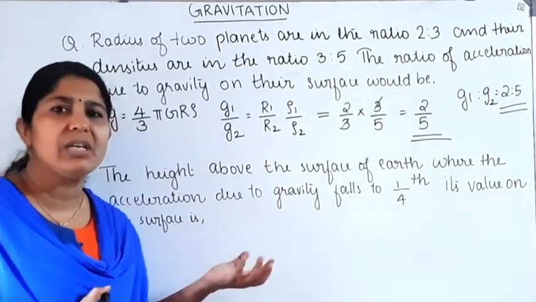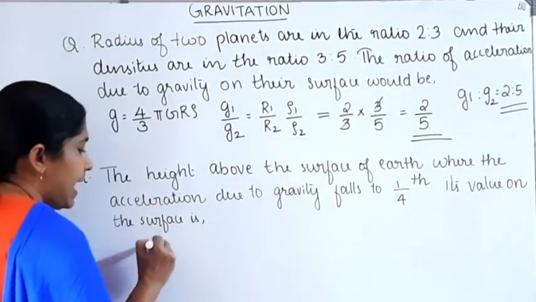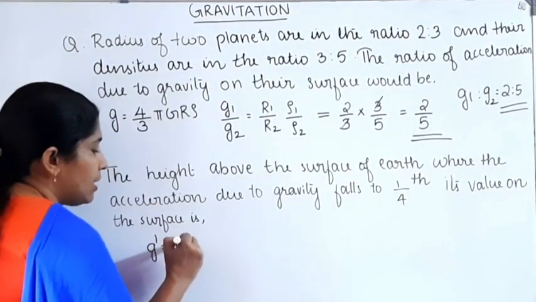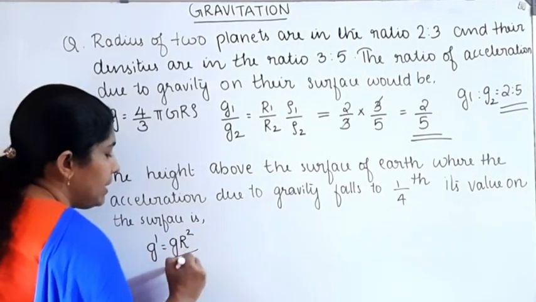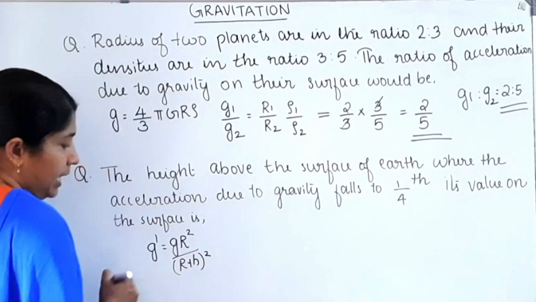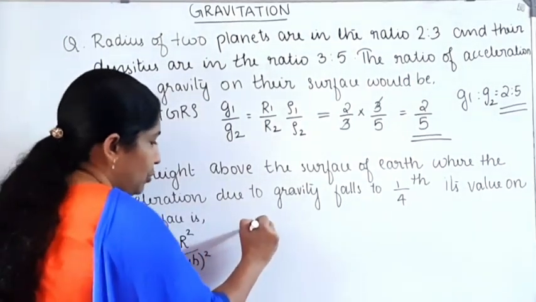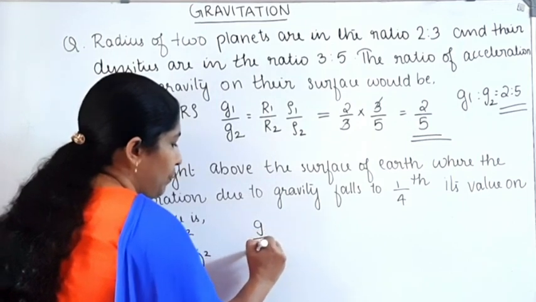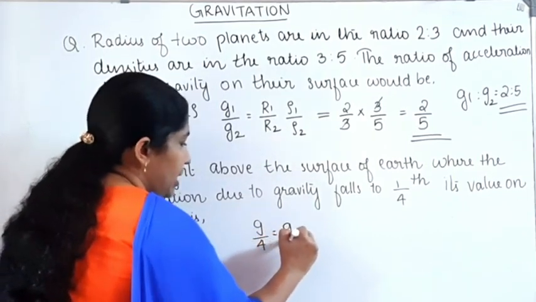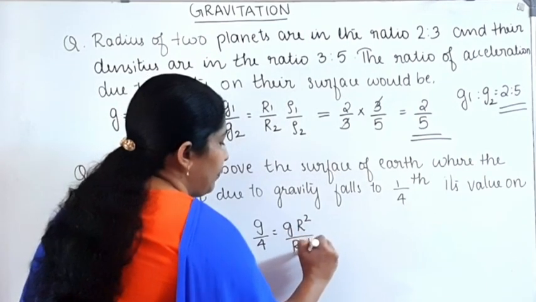Then which equation can we use? g dash is equal to g R square divided by (R plus h) the whole square. Then what about g dash? g dash is equal to 1/4 g. That is, g by 4 equals g R square divided by (R plus h) the whole square.